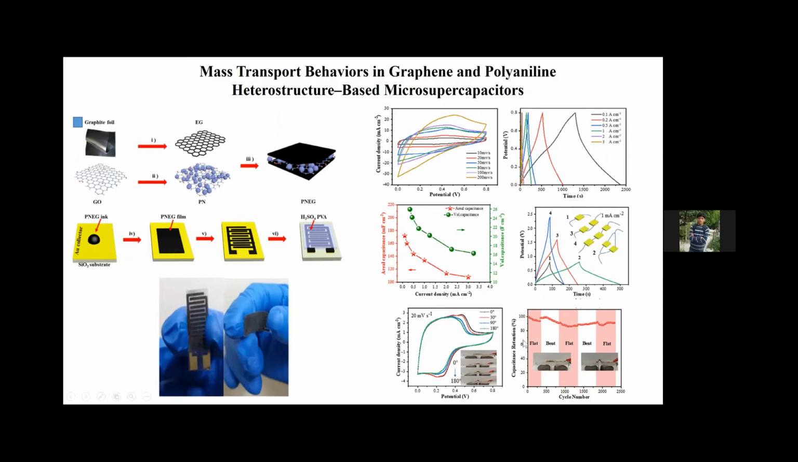And also, since it is planar, this is the bending test, and during the different bending tests, they perform the cycle. So one is flat, bend, flat, and they can claim their device during this condition can retain up to 90% after 2500 cycles.